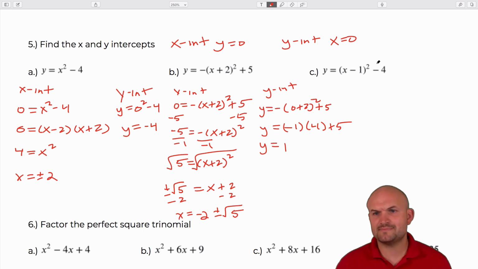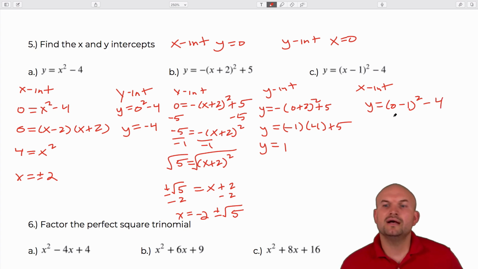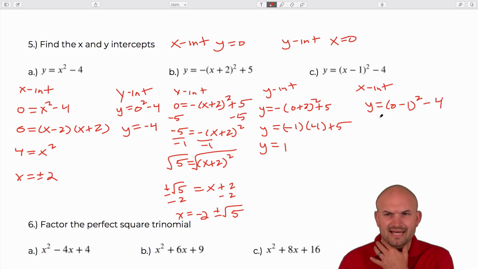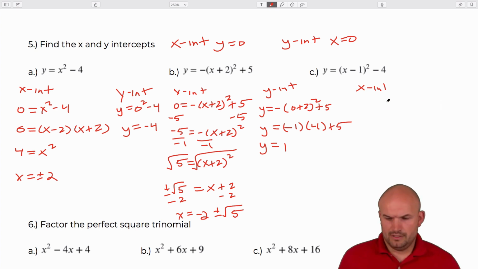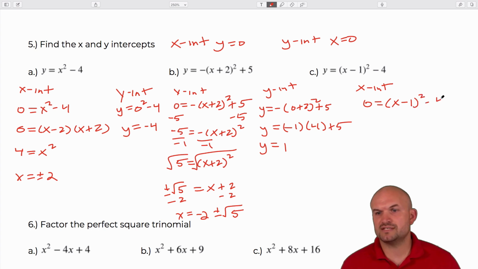All right, and last but not least here, let's do this one. So the x-intercept, hopefully I'll try to fit this in. X-intercept is going to be y equals 0 minus 1 squared minus 4. In this case, that is not the x-intercept, that is the y-intercept. What is wrong with me? X-intercept. So x-intercept is when y is equal to 0. So 0 equals x minus 1 squared minus 4.